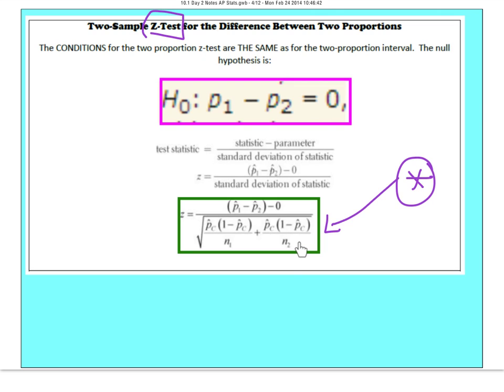This tends to be a very common multiple choice question. They will ask you what is the correct statistic, and if it's for a test, you need to look for the combined proportion, and again, not the individual 1 and 2.